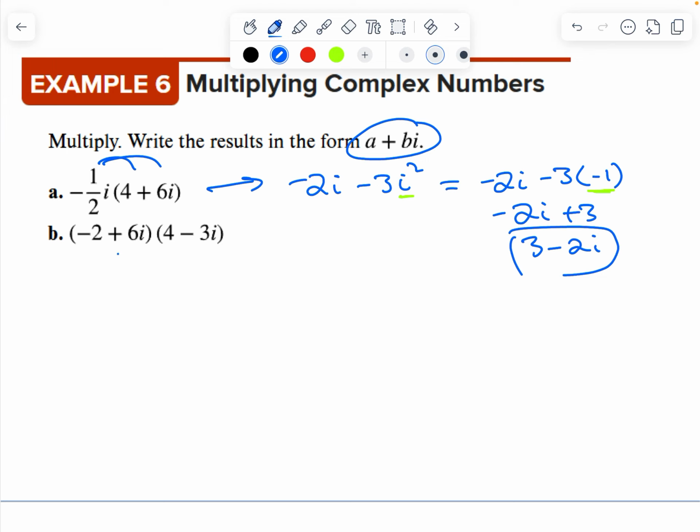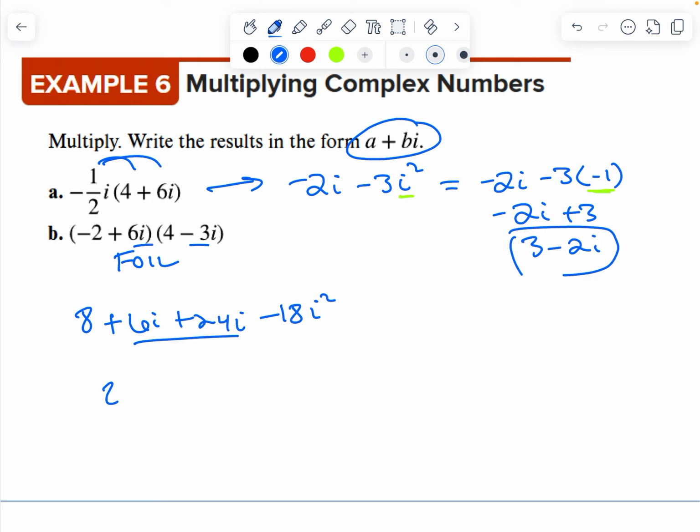On question B, you're going to FOIL. So multiply first times first. Negative 2 times 4 would be negative 8. Outside, negative 2 times negative 3i would be plus 6i. Inside would be plus 24i. And then the last times last would be negative 18i squared.